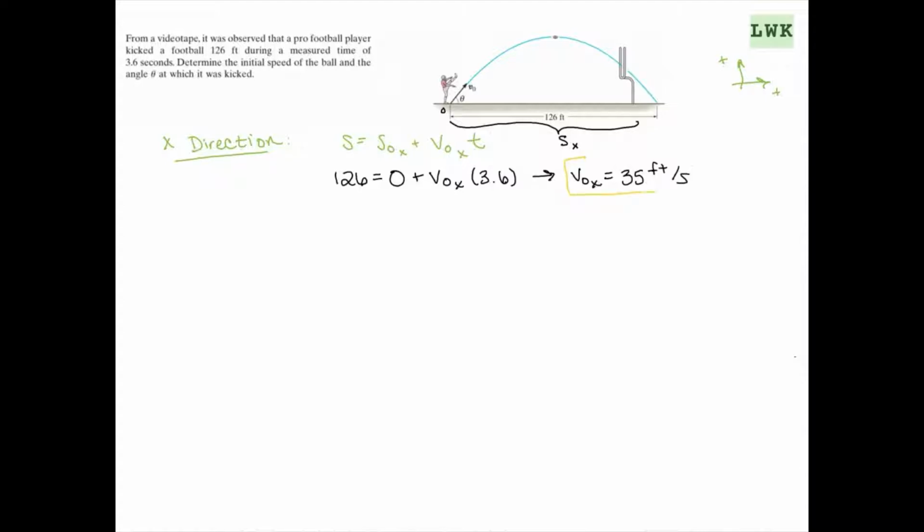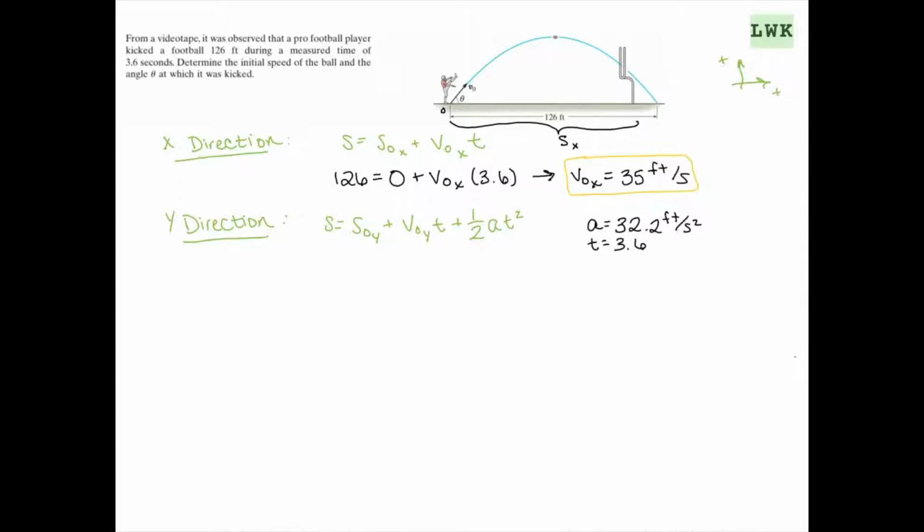So now we can look at the y direction of our velocity. So in the y direction, we know these equations apply. So s equals s of 0 in the y plus v sub 0 y times t plus 1/2 a t squared. So we know our a is going to be gravity, and we're using feet per second, so we're going to say 32.2 feet per second squared is going to be our a. Our time is going to be 3.6 again.